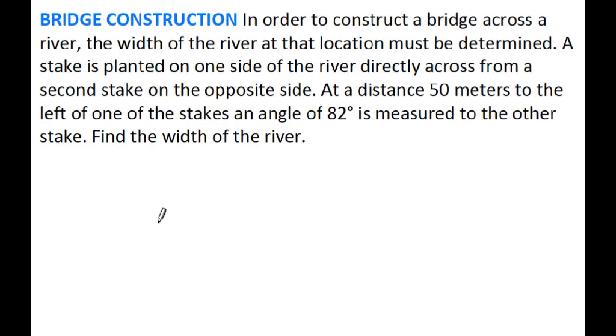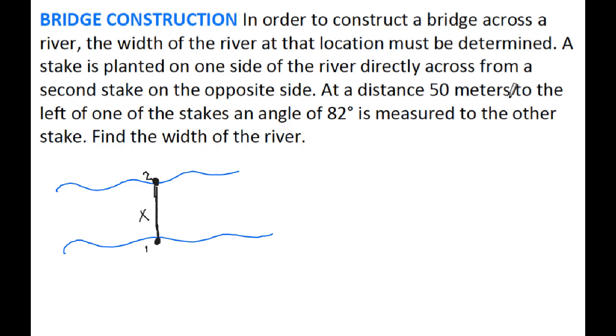So I'm going to go ahead and draw a picture. I'm going to draw my river. And we're trying to figure out how wide this river is. So this is what we are trying to find, so I'm going to go ahead and label that with x. Now we have a stake planted on one side of the river directly across from a second stake. So we'll say this is your first stake, and this over here is your second stake.